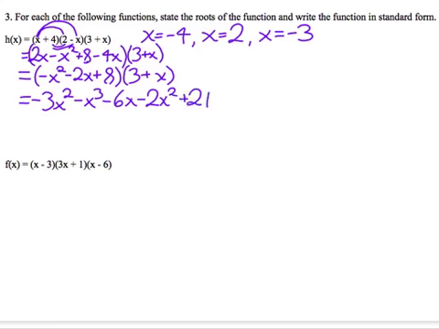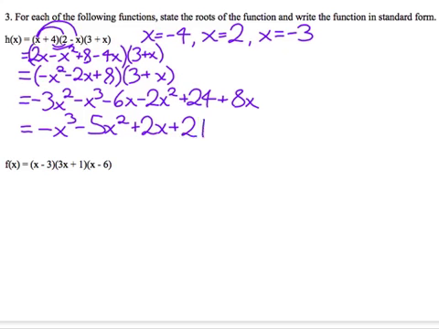plus 24 plus 8x. So when we collect like terms and write in descending order of powers, our expanded and simplified answer will be negative x cubed, take away 5x squared, plus 2x, plus 24.